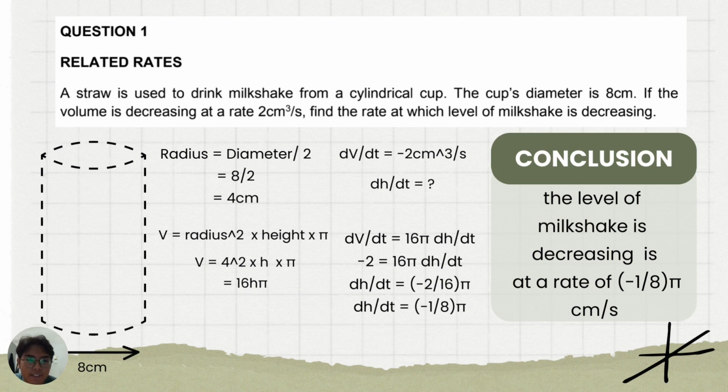And based on the question, it says that the volume is decreasing at a rate of 2 centimeter cube per second. So that gives us dV over dt equals to negative 2 centimeter cube per second. Why is it negative? Because it is decreasing. So now the question is asking us to find dh over dt.